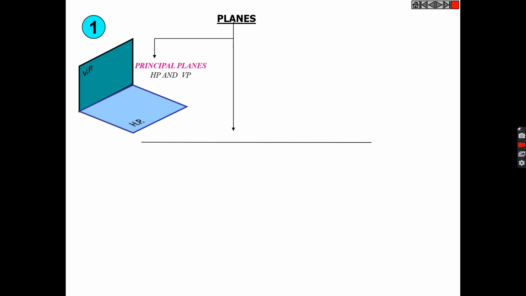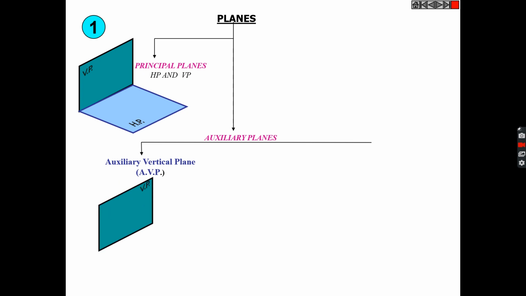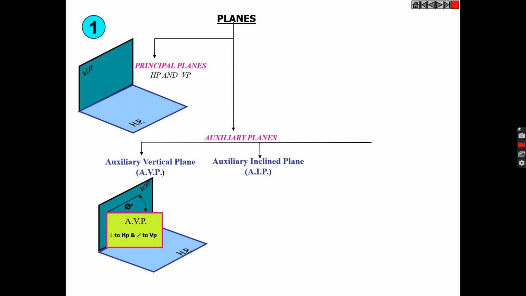The second one is auxiliary planes. There are three types of auxiliary planes. First one is auxiliary vertical plane, second one is auxiliary inclined plane, and third one is profile plane. Profile plane, in that you make the side view. Okay, so first one is auxiliary vertical plane. This is the plane that is perpendicular to the HP and inclined to the VP at any angle. Okay, the second plane is auxiliary inclined plane. This plane is perpendicular to the VP and inclined to the horizontal plane.